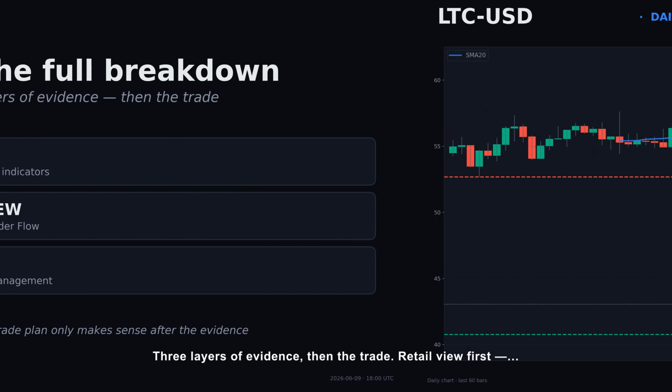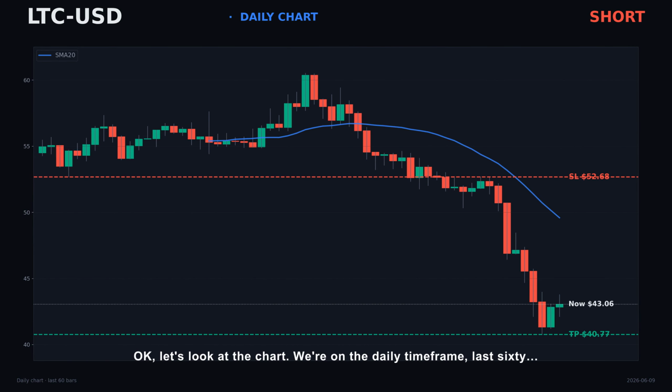Let's go. Okay, let's look at the chart. We're on the daily time frame, last 60 bars. Price action is in a downtrend of strong strength. That's our primary directional bias right out of the gate. You can see the dotted lines on the chart. Green is our TP at $40.77. Red is our SL at $52.68. Those are the 2 numbers that matter most in this whole video.